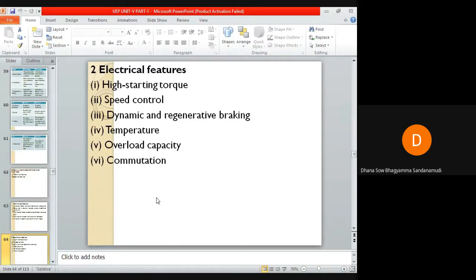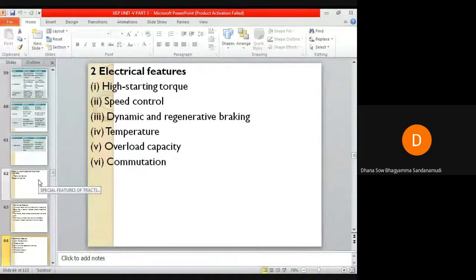The traction motor should have the feature of better commutation to avoid sparking at the brushes and commutator segments. So sparking at the brushes and commutator segments should be avoided, so it should have better commutation. So these are the special features of traction motors.